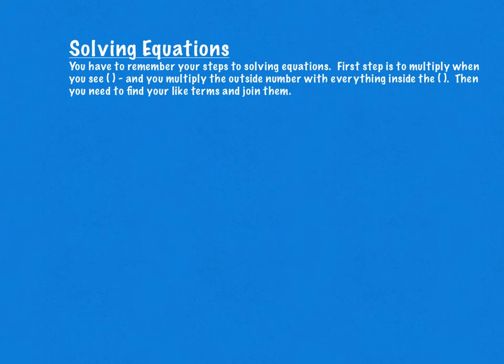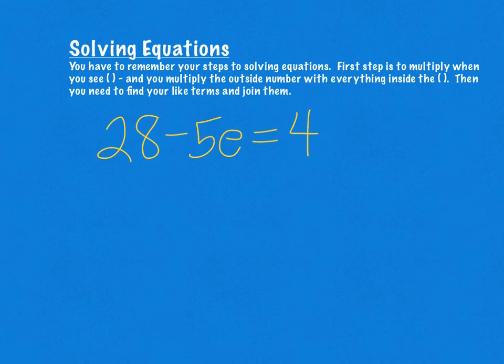So the first one I want to do is the number 7 that is on the homework, but we're going to do that together. So Miss Ayala is going to write out the equation first, which is 28 minus 5e equals 4 parentheses 10 minus 3e plus 6e.